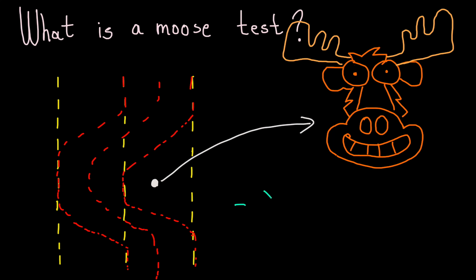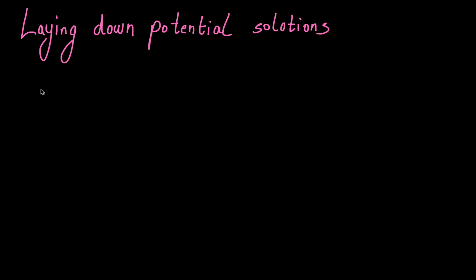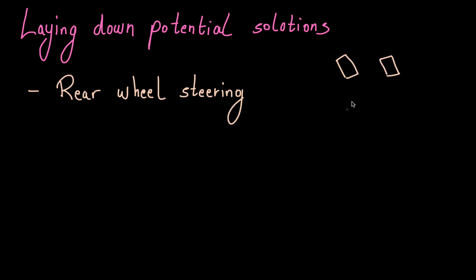A little more scientifically, this test measures how fast a car can yaw and also how stable it is when performing maneuvers with very large yaw rates. Now that we know what the moose test is and where our car needs to improve, let's lay down a few potential solutions. Okay, maybe we can incorporate rear wheel steering. That should definitely help increase max yaw rate. But I guess I cannot do so because our launch is coming up soon and this would require some work on design and hardware to allow the rear wheels to actuate.